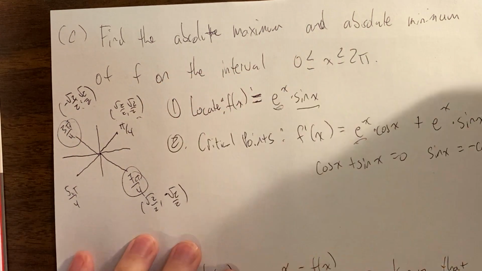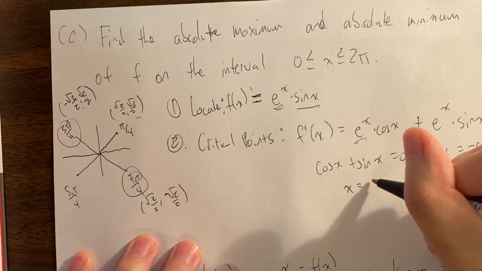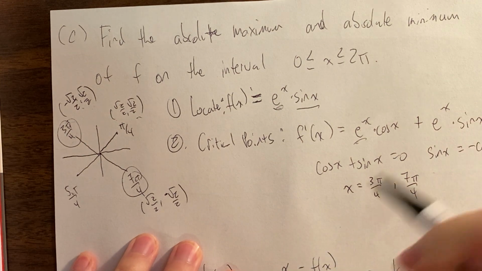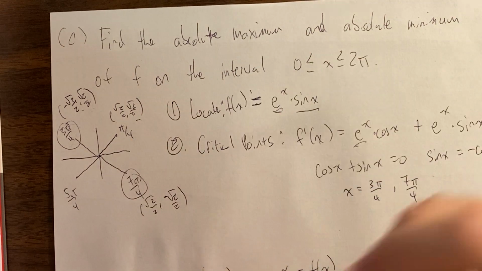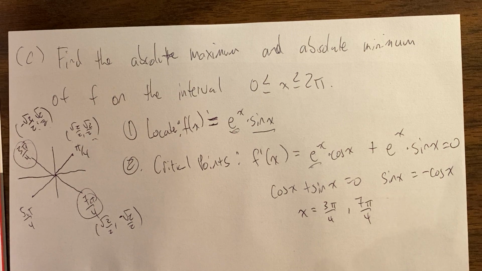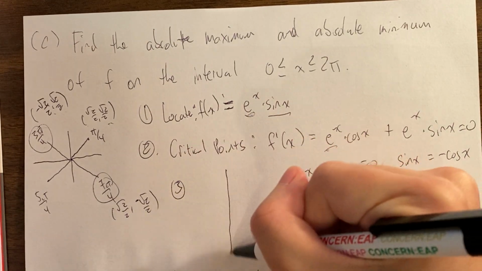This is a negative right here. So these are the two numbers we want. X is equal to 3 pi over 4, and x is equal to 7 pi over 4. For 5 pi over 4, both the cosine and the sine will be negative, so we do not want that. That will give us sine of x is equal to cosine x. So now we're ready to construct the table.